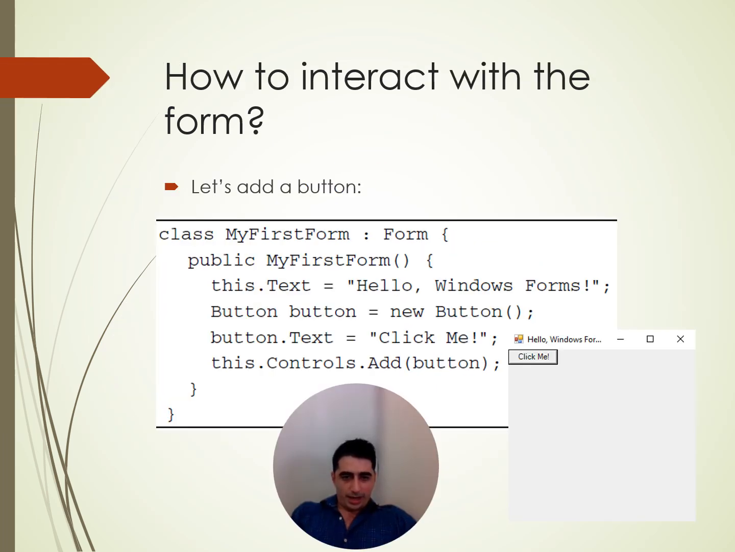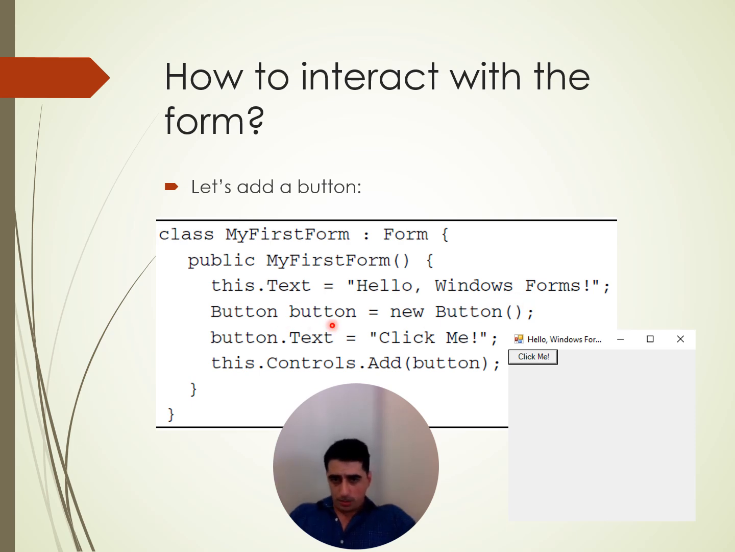Now let's see how we can add a new button on this form without using the visual designer of Visual Studio. I just want to only use C# code to add a button on the form. I don't want to use any visual designer help. So to do this, I have to first write down the constructor of my first form, which is a subclass of the form class. And then inside that constructor, you can initialize the text to, for example, hello Windows Forms.